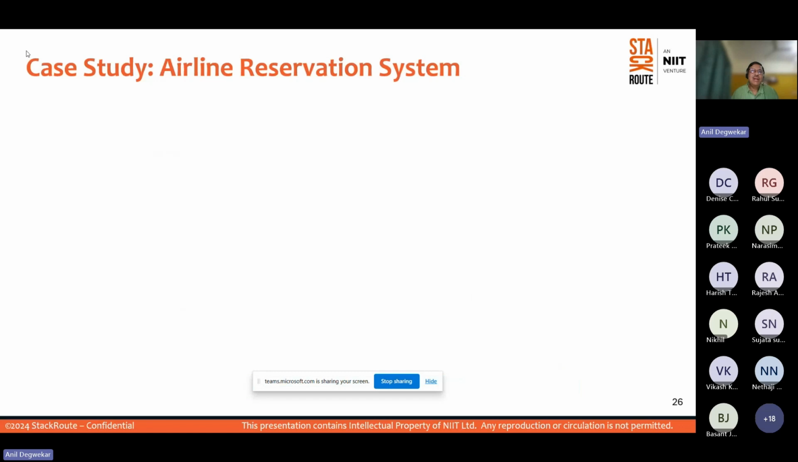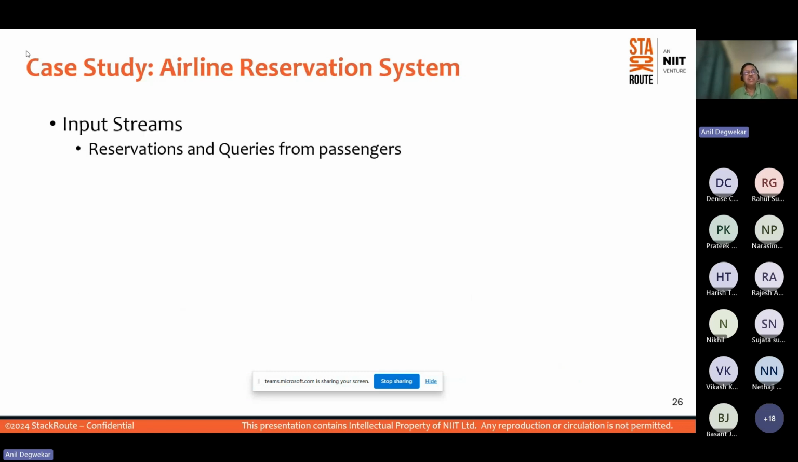Likewise, we had an airline reservation software, right? It had input streams in the form of reservations and queries coming from passengers, cancellations, right? And airfare changes coming from airlines. So, a lot of streaming data coming in, right?